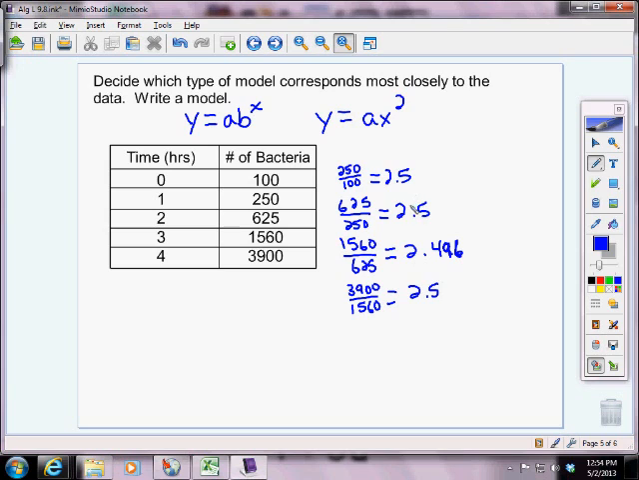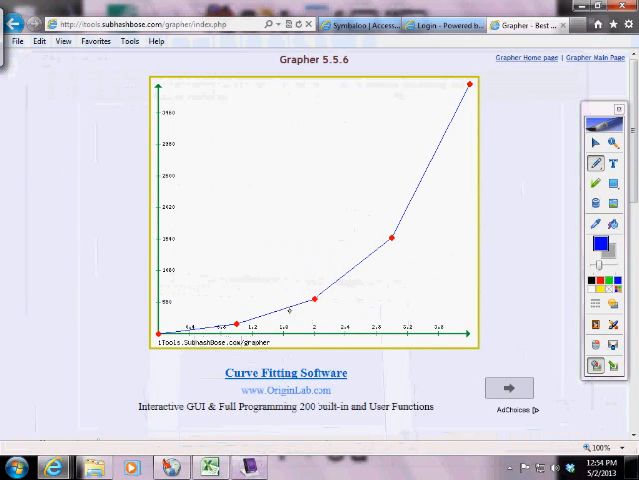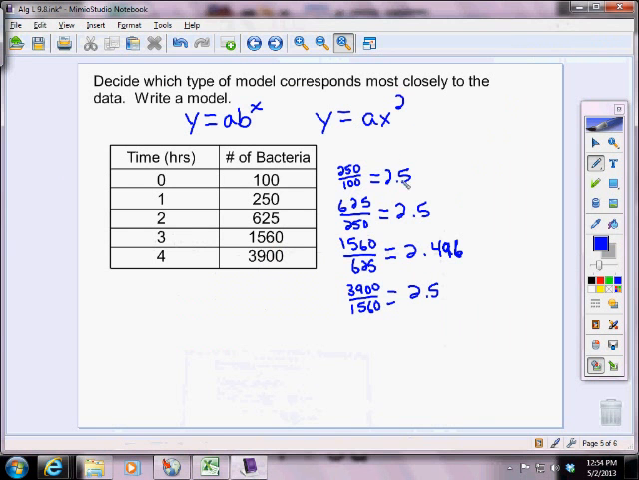Looking at this, this means that after every hour, we're increasing by 2.5 times. So from here, multiplying by 2.5, multiplying by 2.5, you can see the explosion of the exponential function. So if your growth rate here is pretty much the same, at least pretty close, we can say that this is an exponential function.